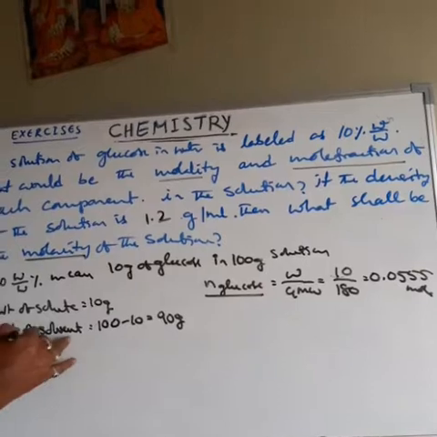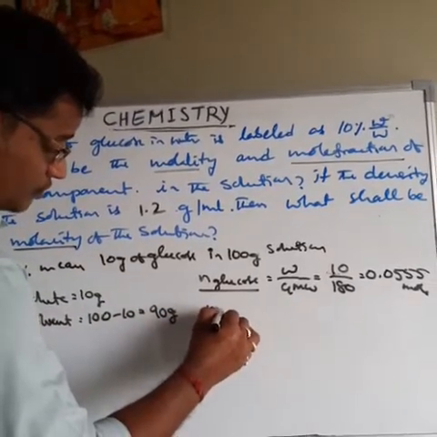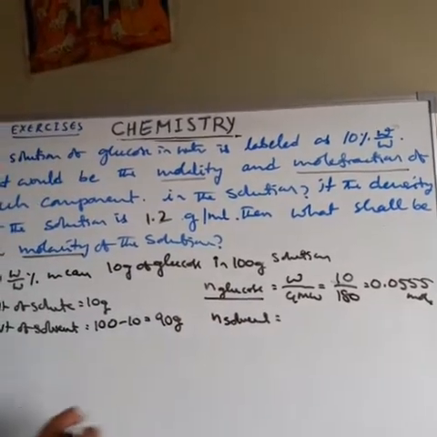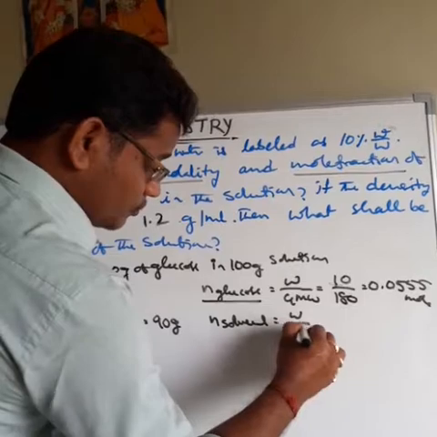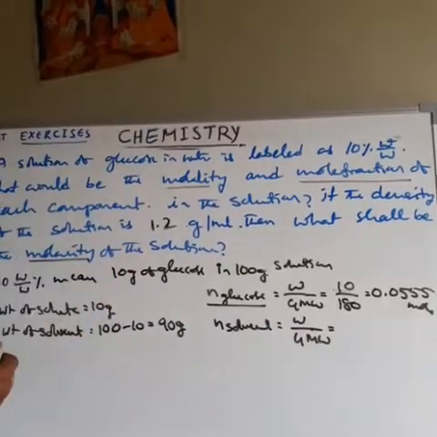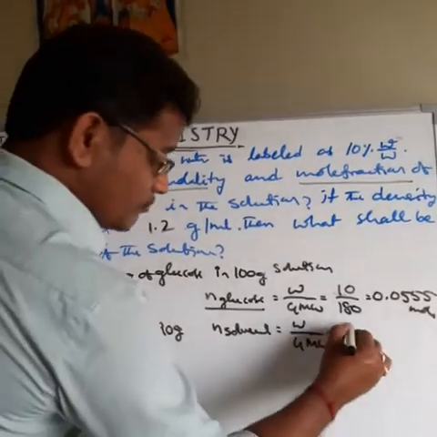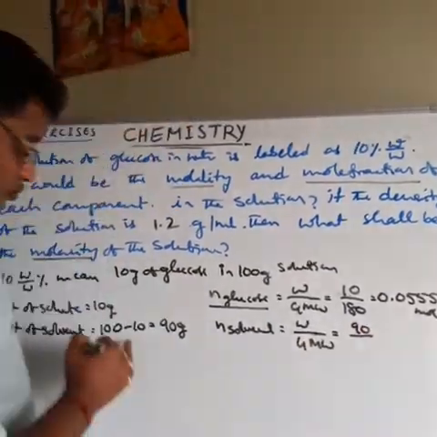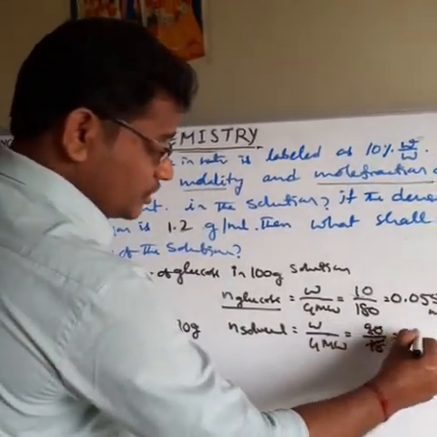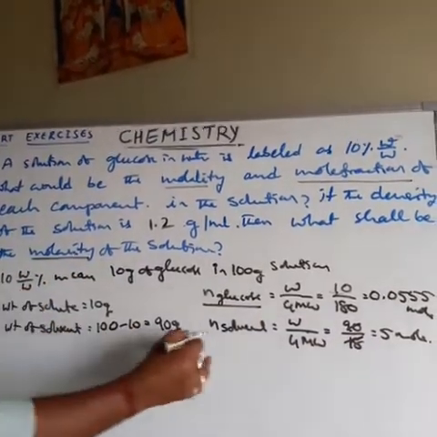Next, number of moles of solvent, water. Here the solvent is water, because it is an aqueous solution, which means water is the solvent. So weight of solvent divided by gram molecular weight of solvent: 90 gram divided by water's gram molecular weight 18. Its value is 5 mole. So solute moles and solvent moles are completed.